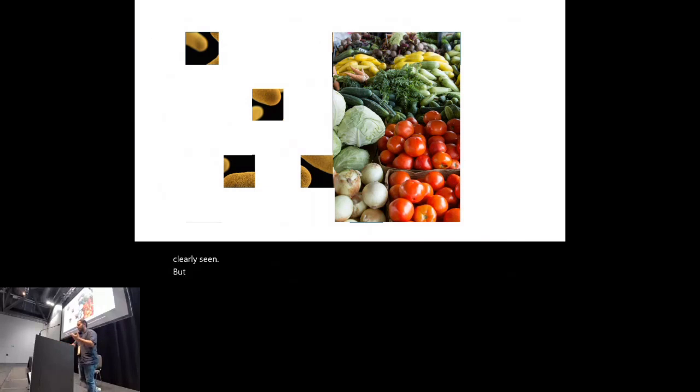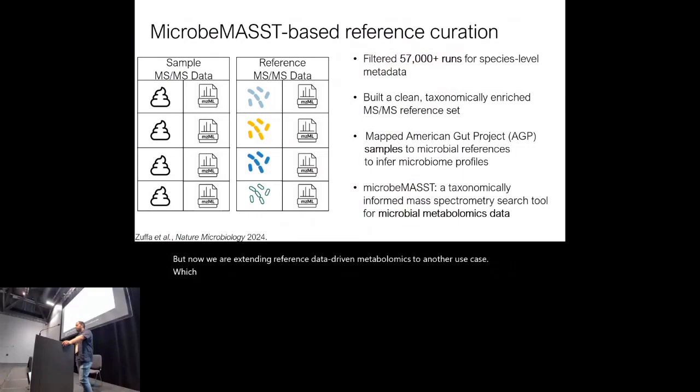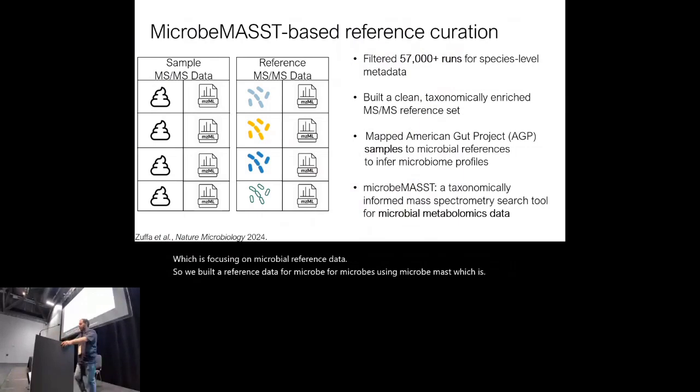But now we are extending reference data-driven metabolomics to another use case, which is focusing on microbial reference data. We built reference data for microbes using MicrobeMASST, which is a reference dataset made of organisms with over 57,000 MS/MS runs. We selected those with reliable species-level metadata. This allowed us to build a clean, taxonomically enriched reference dataset of microbial spectra.